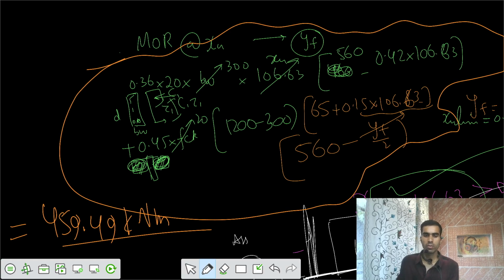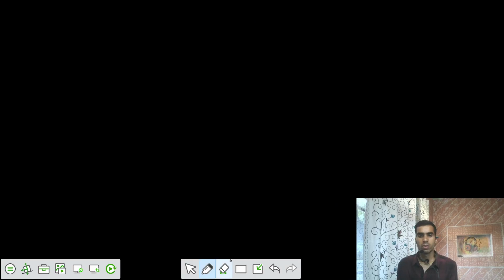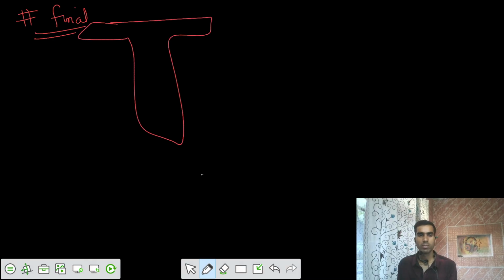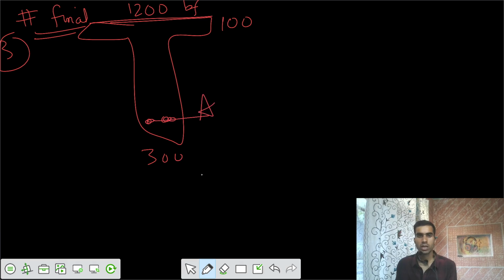Let's take the final problem for your flanged beams. Final one. We have the same beam. Flanged beam is same. Dimensions are same. So this is the third case of this problem, that bf is 1200, thickness of flange is 100, width of the web is 300, and area of the steel is now changed to Ast.